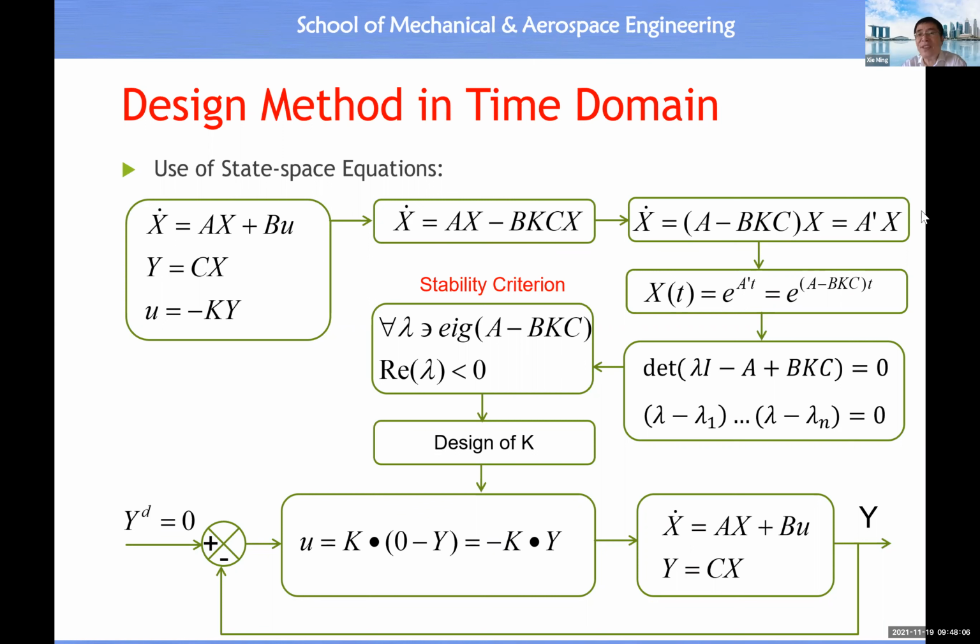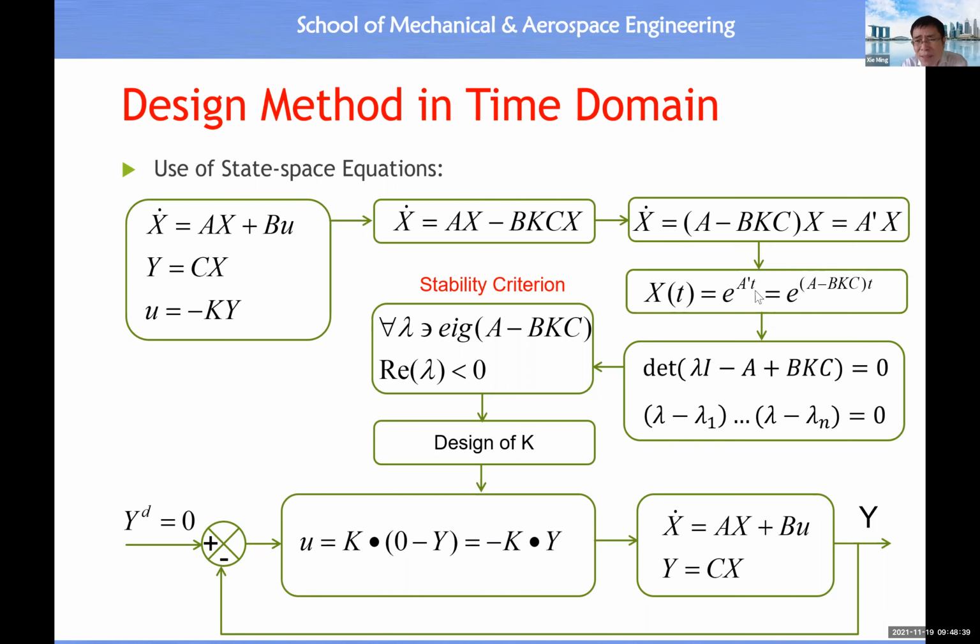So again, now you see this equation, X dot equal to A prime x. So this is a matrix equation. Conceptually, in time domain, the solution to this one is equal to the natural exponential function with the power, which is a function of matrix A prime times t. Then A prime is equal to this one, then you have this. Then how do we make this one converge to zero?